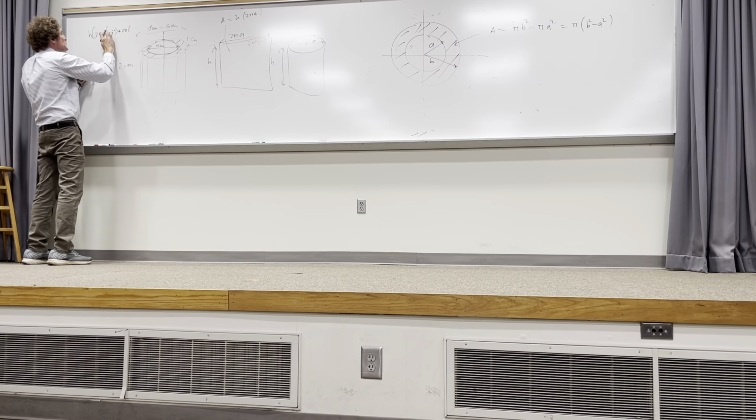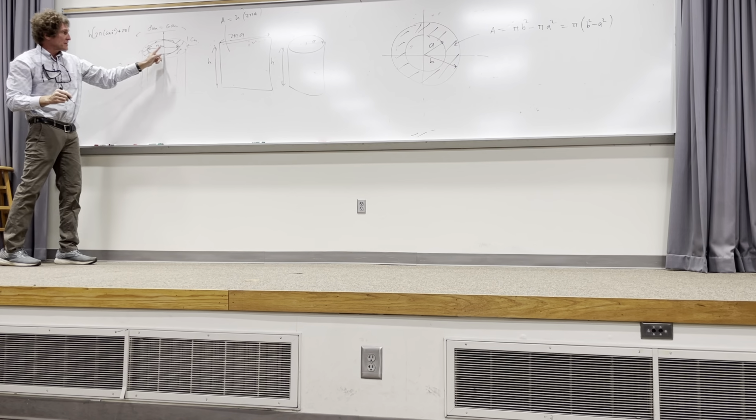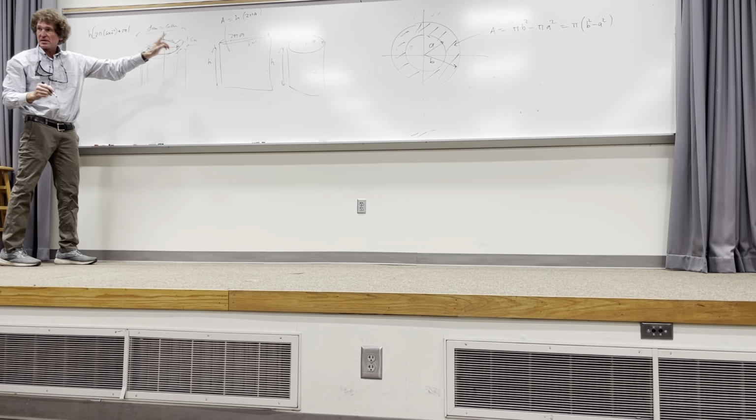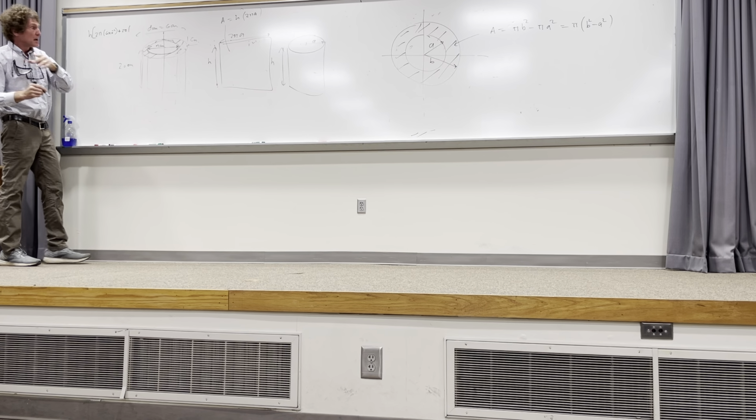I'm sorry, I put 6. This should be 3. This is 2 pi a. If the diameter is 6, the radius is 3. You follow me, class? I'm sorry, I made that mistake. You're asking about this. Do you understand what I'm doing?